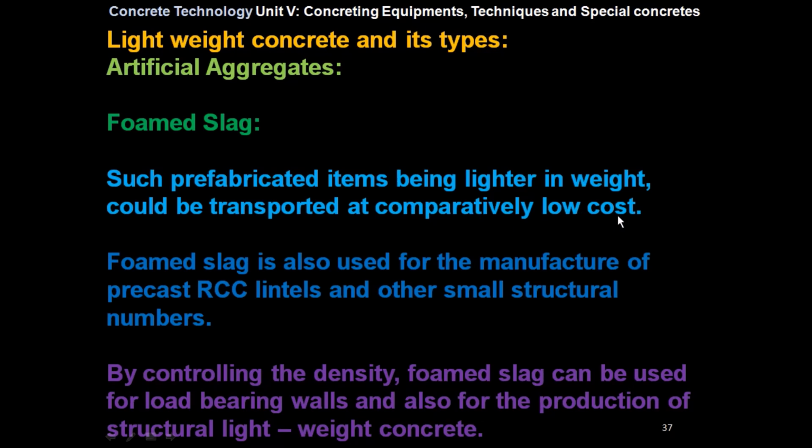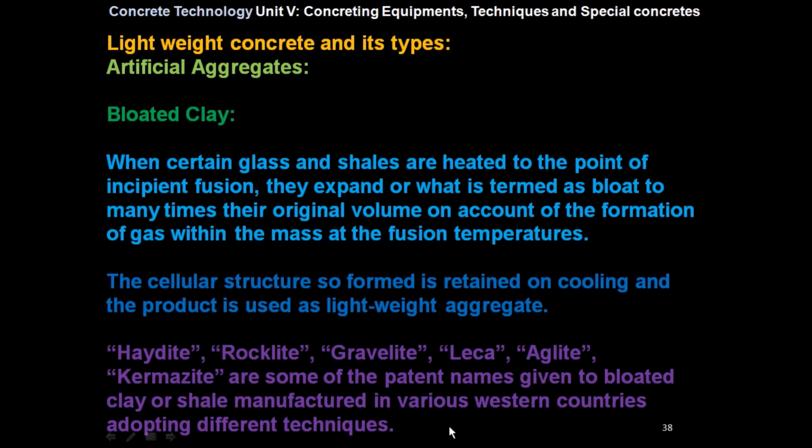The foam slag is also used for the manufacture of precast RCC lintels and other small structural members. By controlling the density, foam slag can be used for load-bearing walls and also for the production of structural lightweight concrete. Now we will see another artificial aggregate.